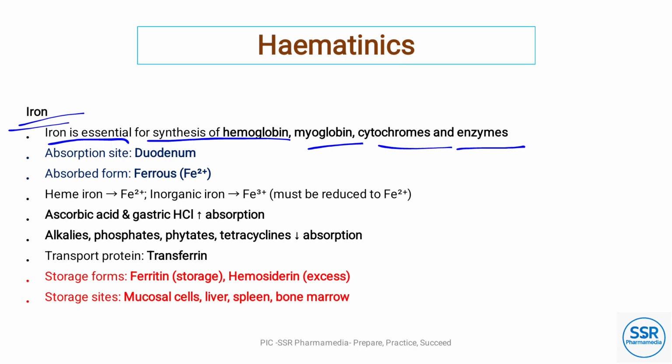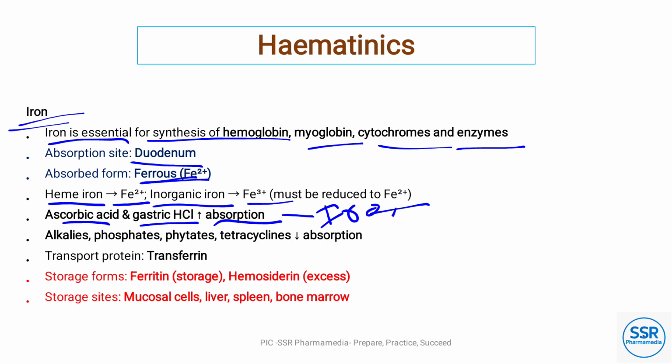The main absorption site of iron is the duodenum, and the absorbed form is the ferrous form. So iron is absorbed in the ferrous form. Heme iron is converted into ferrous form, and inorganic iron is in ferric form, so it must be reduced to ferrous form. And ascorbic acid and gastric acid increase the absorption of iron. So when we take an iron supplement along with ascorbic acid, it increases the absorption.